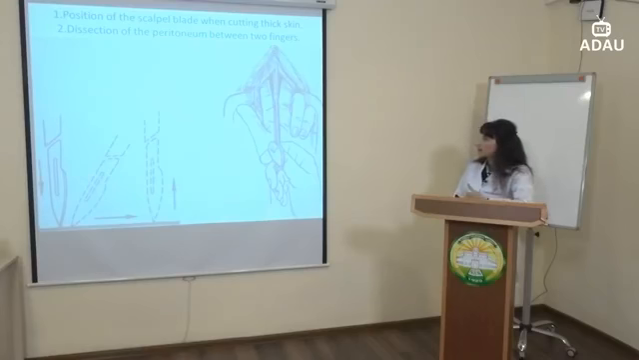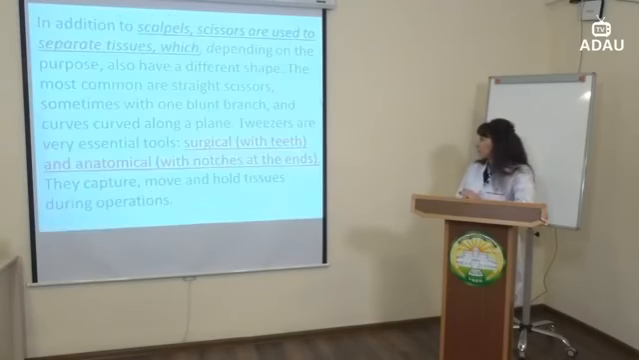And the second, the section of the peritoneum between two fingers: we should insert scissors into the peritoneum, having first fixed the peritoneum with two fingers. And after that we can cut with scissors. Scissors may be curved or straight, it doesn't matter.